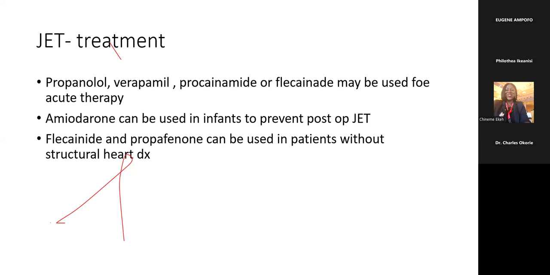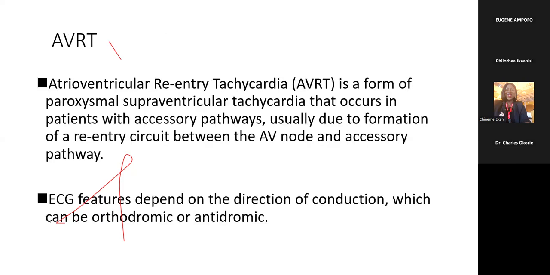Okay. Then the next slide is another form we call the AVRT, atrioventricular reentry tachycardia. It's a form of paroxysmal supraventricular tachycardia that occurs in patients with accessory pathways, usually due to formation of a reentry circuit between the AV node and the accessory pathway. So the ECG features depend on the direction of the conduction, which could be orthodromic or antidromic.